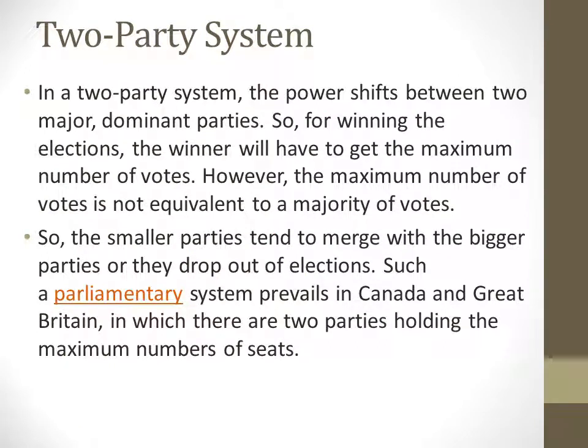Now, let us see two party system. In a two party system, the power shifts between two major dominant parties. So, for winning the elections, the winner will have to get the maximum number of votes. However, please note that the maximum number of votes is not equivalent to a majority of votes. So, the smaller parties tend to merge with the bigger parties, or they drop out of elections. Such a parliamentary system prevails in Canada and Great Britain.